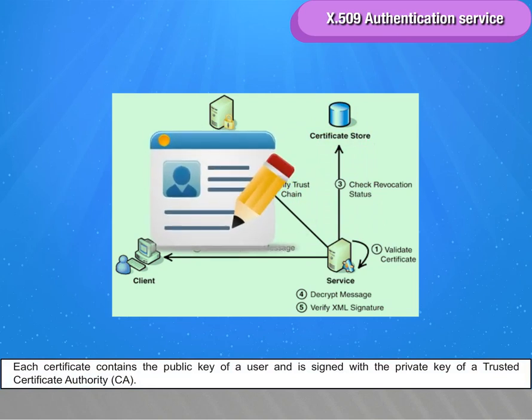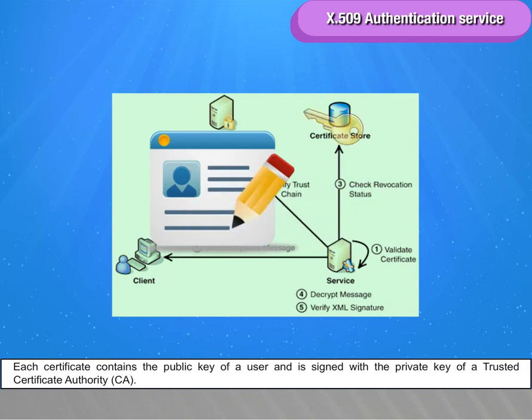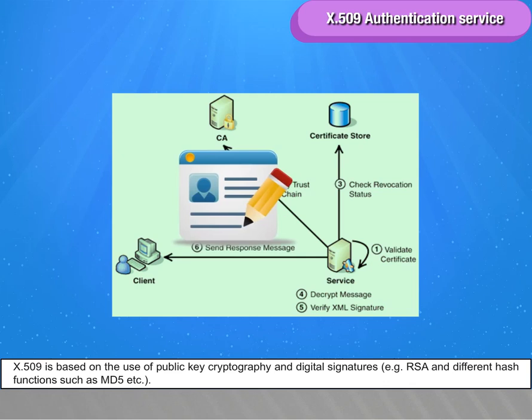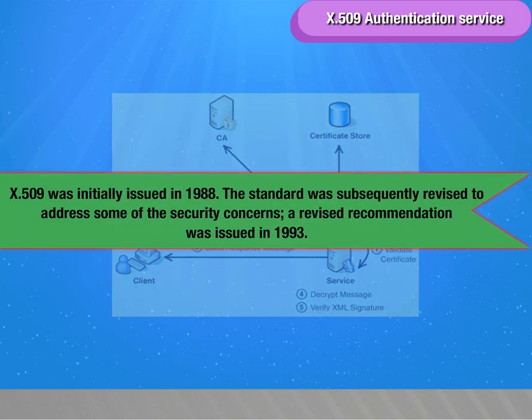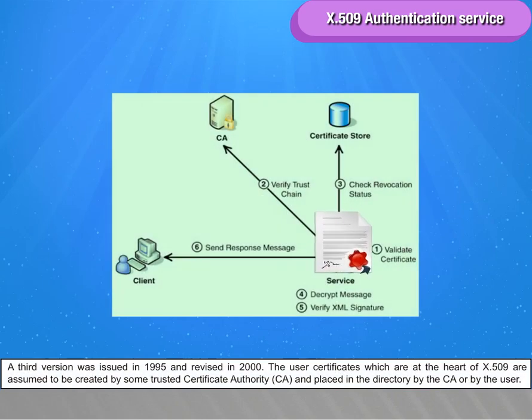Each certificate contains a public key of a user and is signed with a private key of a trusted certificate authority (CA). X.509 is based on the use of public key cryptography and digital signatures, for example, RSA and different hash functions such as MD5. X.509 was initially issued in 1988. The standard was subsequently revised to address some of the security concerns. A revised recommendation was issued in 1993. A third version was issued in 1995 and revised in 2000.